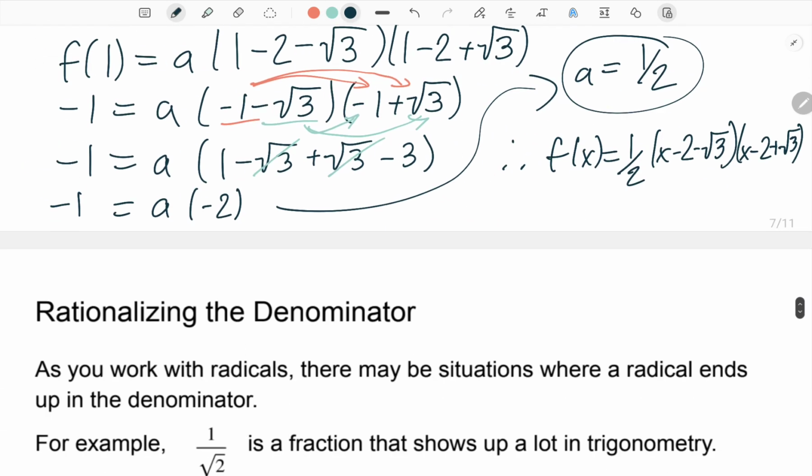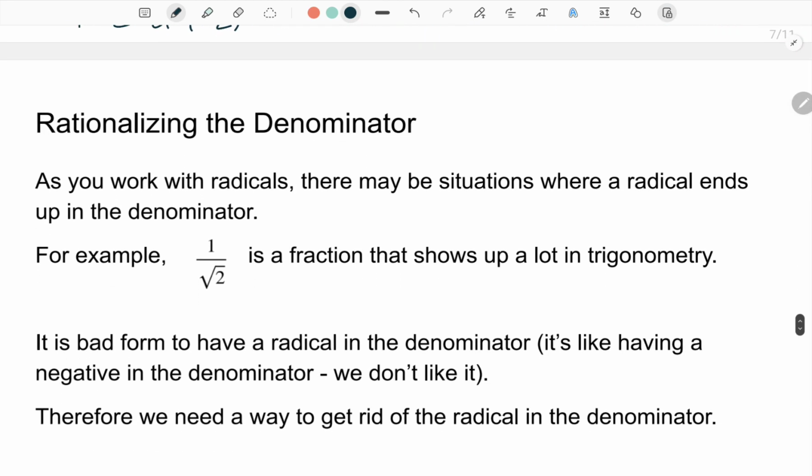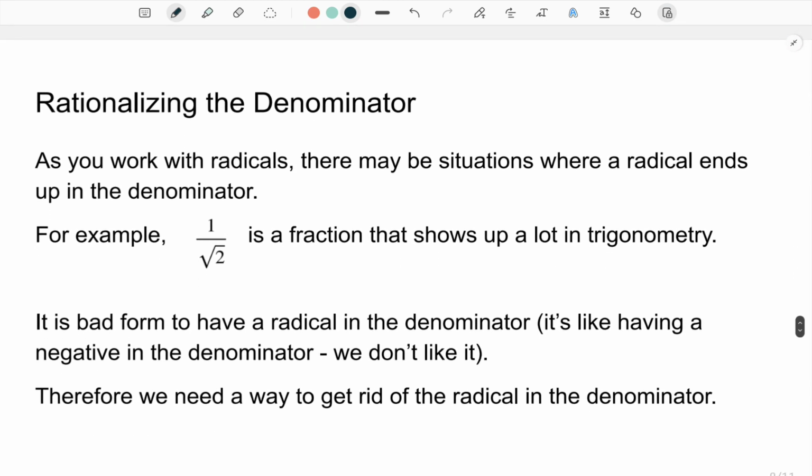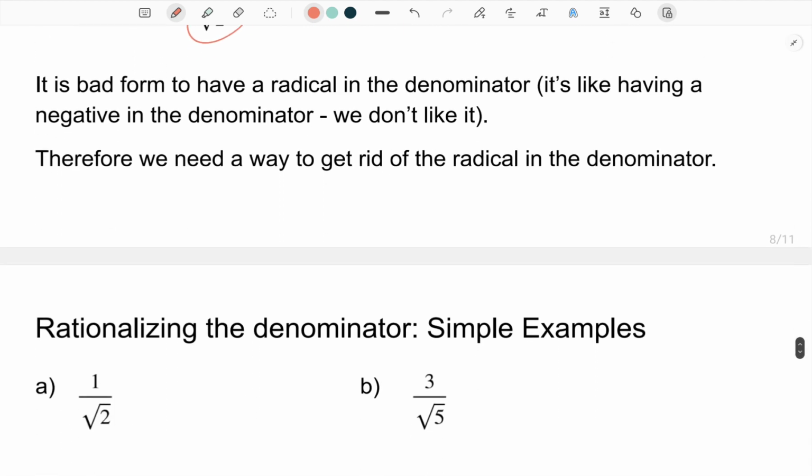Okay, let's continue on to one actually pretty important topic. What's important in math is we like to have good mathematical form. Things like, I don't like negatives in the denominator. I'd rather have that as negative 3 over 2. Another thing we don't like is square roots in the denominator. It's just a matter of form, but we do want to figure out how we can change the form so that it's in our preferred way, where there is no square root in the denominator. So let's see how we can do that.